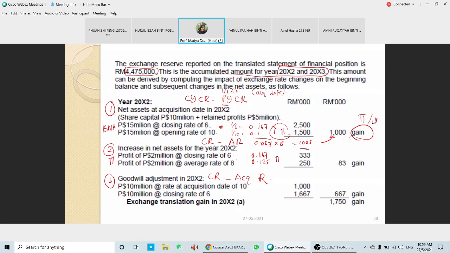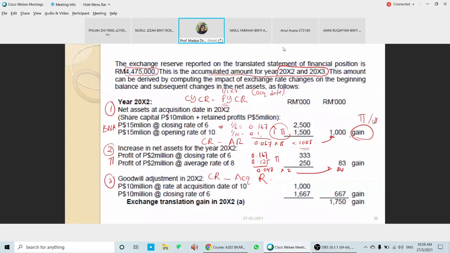So 0.042, times with 2. They're going to have here 0.042. So you're going to have times with 2. Going to have here 84, 84 or 83. Okay, this one is 83. I'm using this one. And then for the goodwill on consolidation here, so what you have, wait, check.